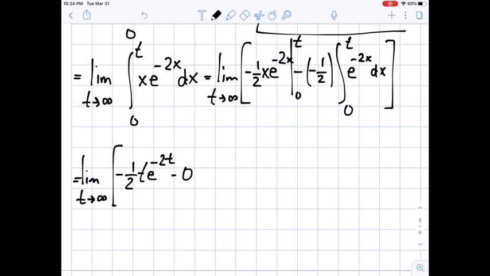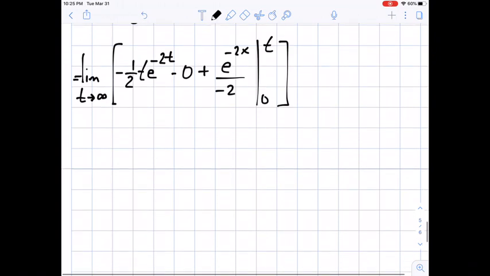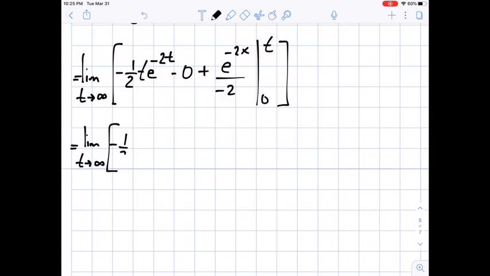Now, we have a double negative right here. So that's fine. We end up with plus the antiderivative of e to the negative 2x from 0 to t. So here it's going to be e to the negative 2x divided by negative 2, which we've already done. And then we're going to evaluate that one from 0 to t as well using FTC2. So fine. Let's plug that one in. We have the limit as t approaches infinity, negative 1/2, and really we're just sort of rewriting all of this in.